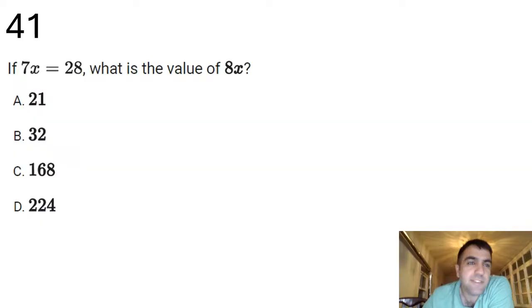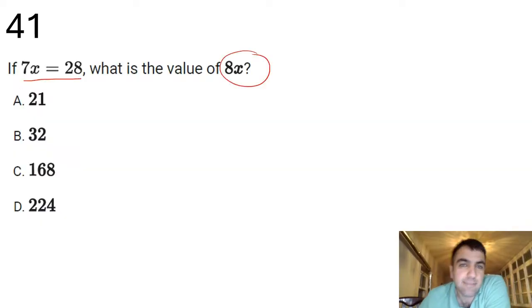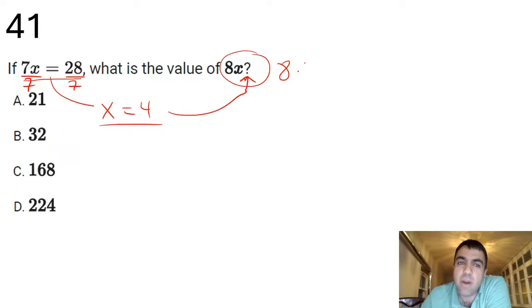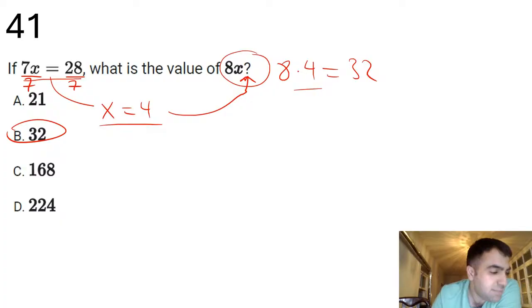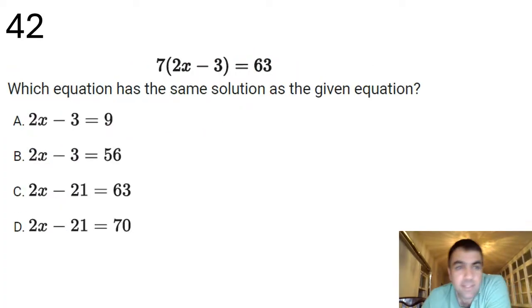41. If 7x is equal to 28, what's the value of 8x? Mr. Sar says it is B. We can get x is equal to 4, right? We can divide both sides of the equation by 7. And we can multiply 8 by 4 and we get 32, right? The correct answer is B. Next question.